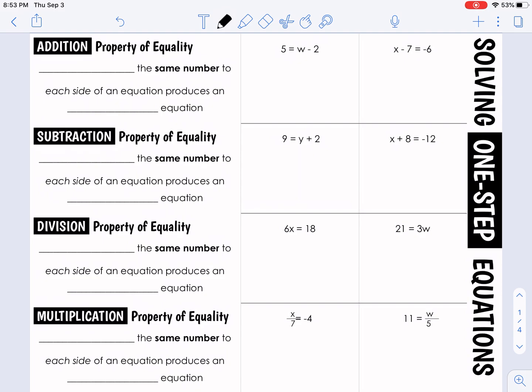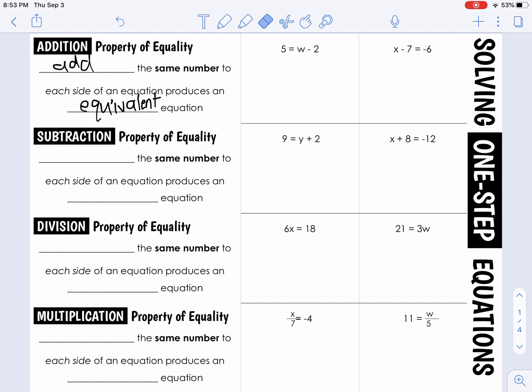We can add the same number to each side of an equation. Well, what's an equation? An equation is all these guys, right? So that says I can add the same thing to both sides, and that produces an equivalent or an equal equation. I'm going to use the word equivalent. We can add the same number to each side of an equation and produce an equivalent equation.